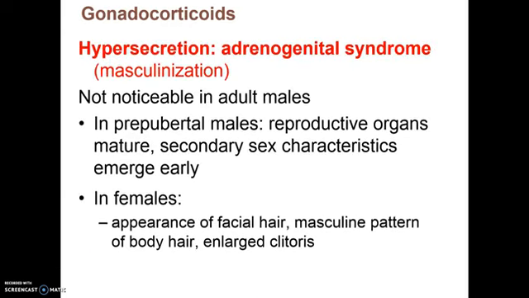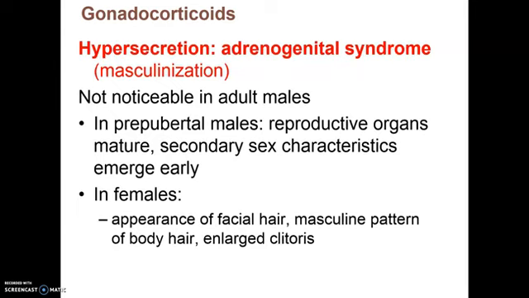Hypersecretion of gonadocorticoids causes adrenogenital syndrome. It is not very noticeable in adult males, but in prepubertal males, reproductive organs mature and secondary sexual characteristics emerge early if there is a hypersecretion. In females, hypersecretion of gonadocorticoids will cause appearance of facial hair and a masculine pattern of body hair.